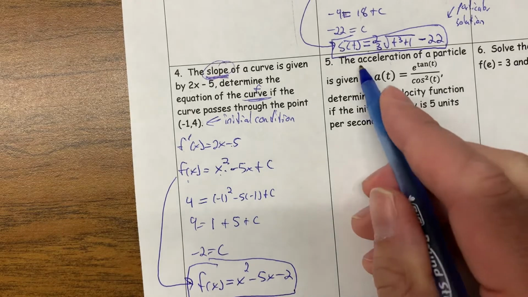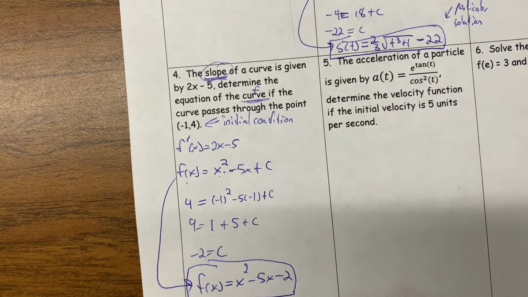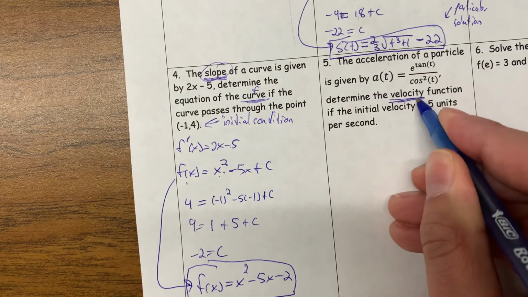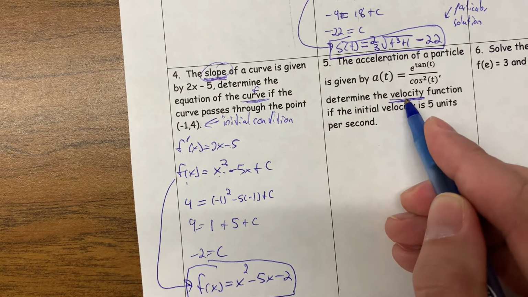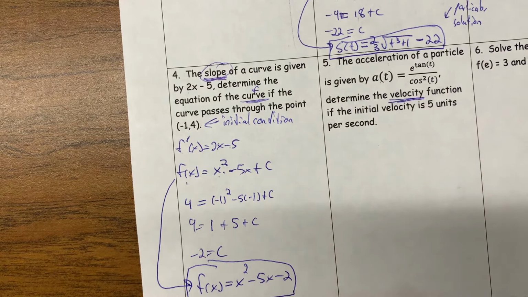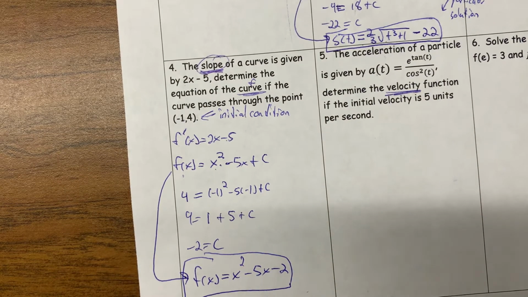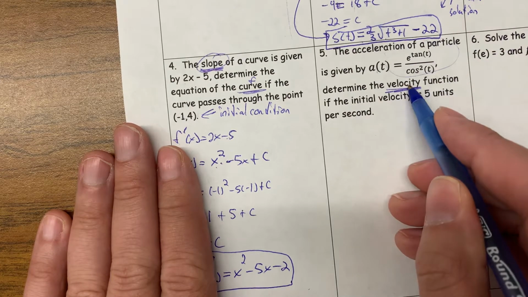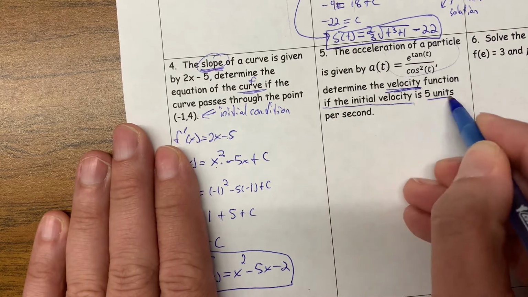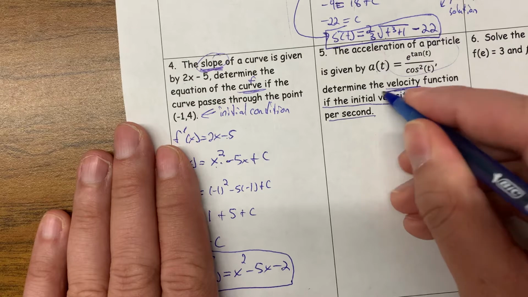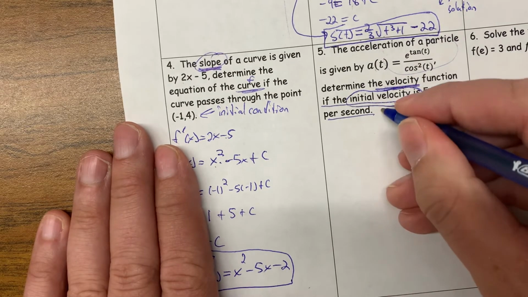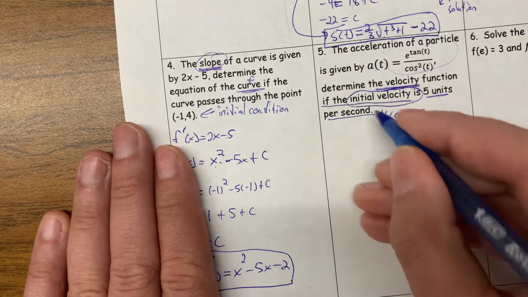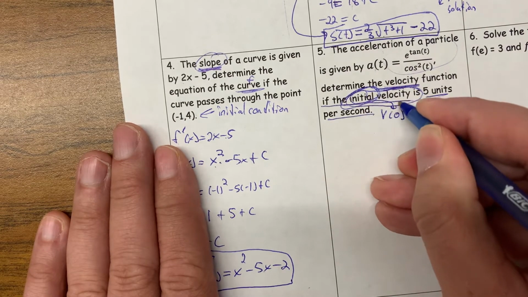All right, the acceleration of a particle is given by a of t equals this. Determine the velocity. Okay, now the velocity is the derivative of position, but acceleration is the derivative of velocity. It's how much the velocity is changing by. And so this is a differential equation that's asking us to find the original function if the initial velocity is 5 units per second. Initial velocity is telling us that the velocity at time equals 0 is 5. So initial velocity means time equals 0.